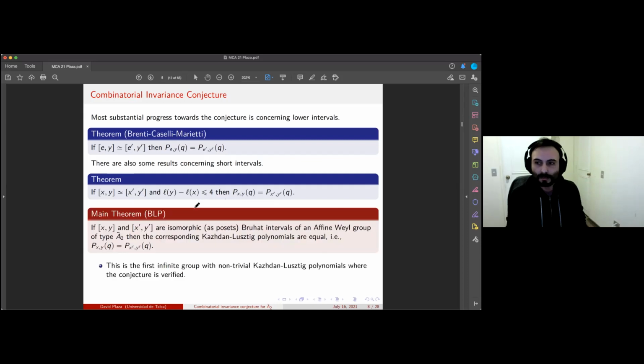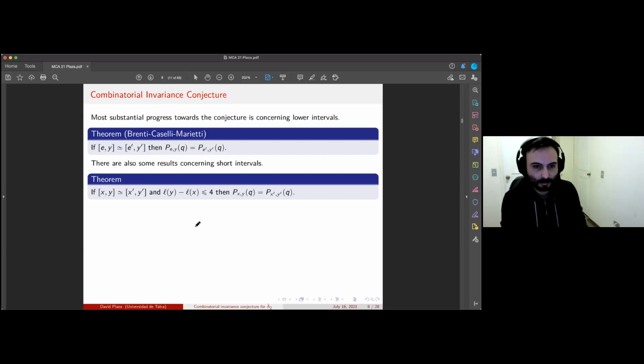Sorry, can I interrupt? What are E and E prime in the first theorem here? Or what's the hypothesis in the first theorem? In the first or in the second? The first one. It's the identity of the group. And E prime, I guess, is also the identity of... Oh, yes. But this is a striking feature of the conjecture. Both Coxeter systems could be different. Okay. Sorry, so I see.